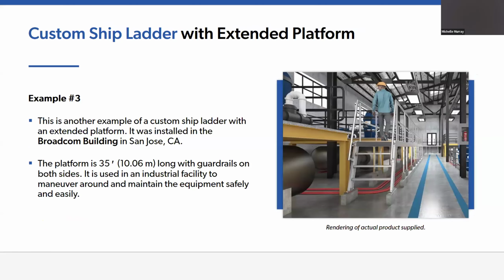This is a custom ship ladder with extended platform. This is the Broadcom building in San Jose. The platform's 35 feet long, guardrails on the side because it's used to maneuver around equipment.